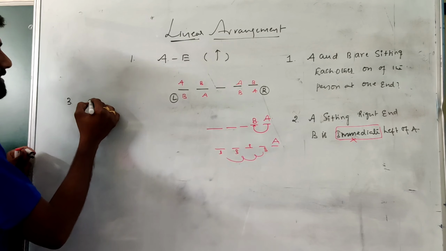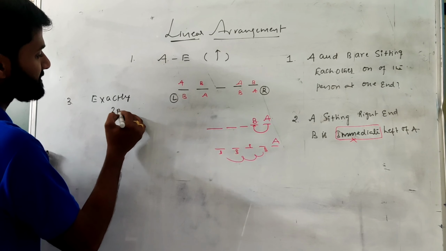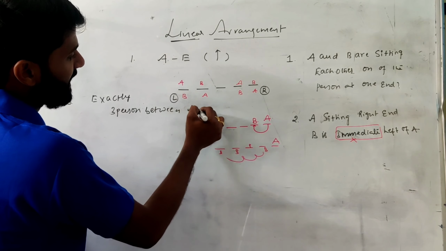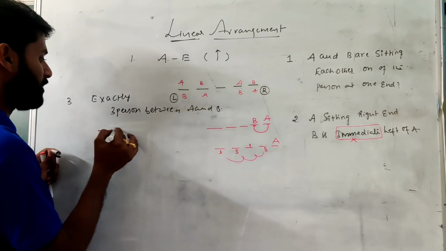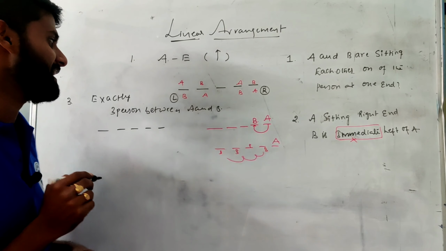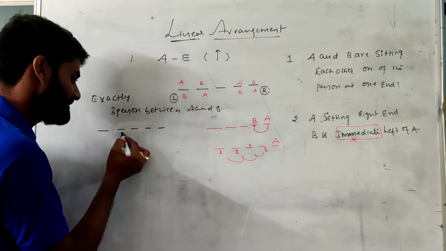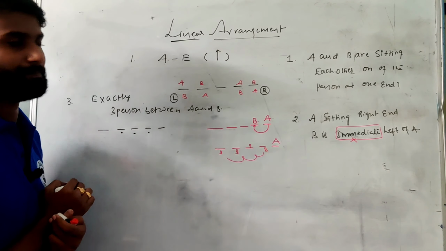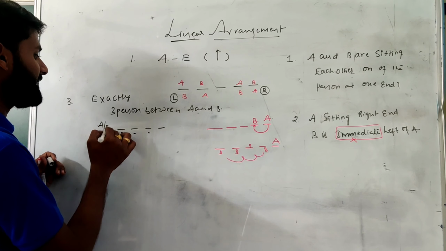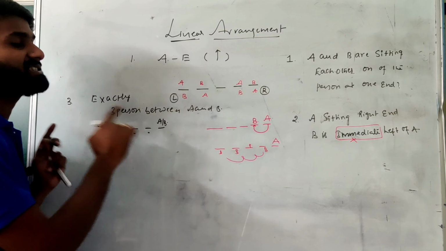See, exactly three persons between A and B. For example, same 1, 2, 3, 4, 5. These are the five persons. Exactly three persons between A and B means between A and B we require exactly three persons, which is constant. And since it is between A and B, we cannot fix the exact position. Either A or B can sit here, either A or B sits here. So there are chances.